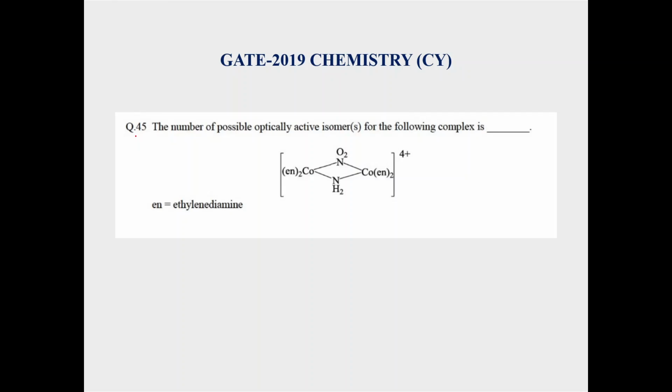Question number 45 is: the number of possible optically active isomers for the following complex is. So this is a cobalt complex. Two cobalt centers are present, bridged by one NO2 and one NH2 group, and there are two ethylene diamine moieties present on both the cobalt centers. We have to find how many optically active isomers there are.